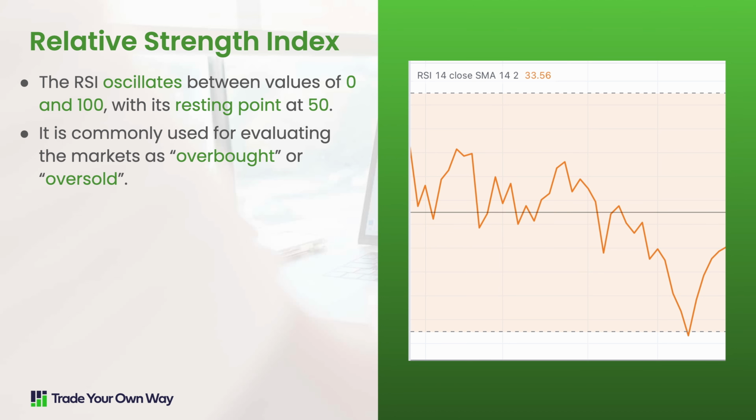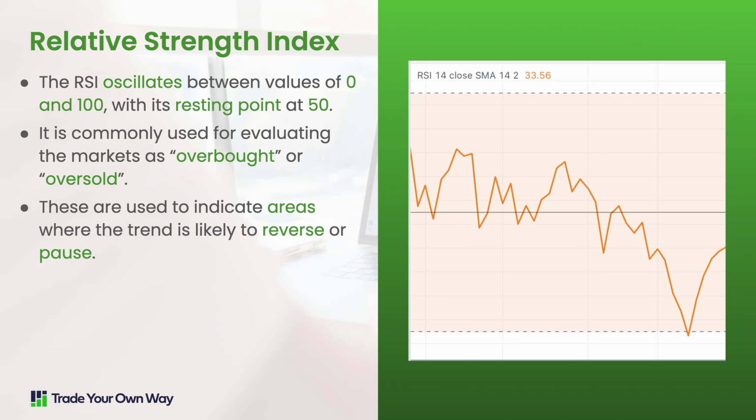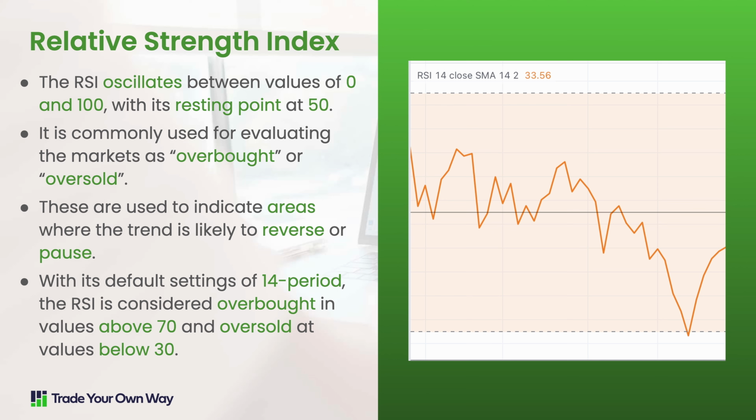The RSI is commonly used for evaluating the markets as overbought or oversold. These are used to indicate areas where the trend is likely to reverse or pause. With its default settings as 14 period, the RSI is considered overbought in values above 70 and oversold at values below 30.